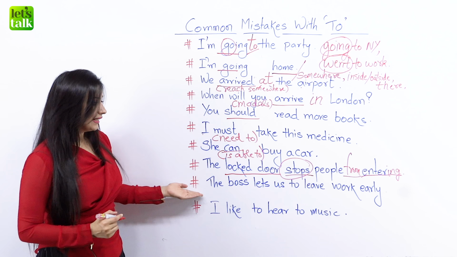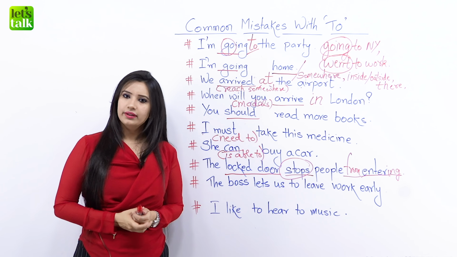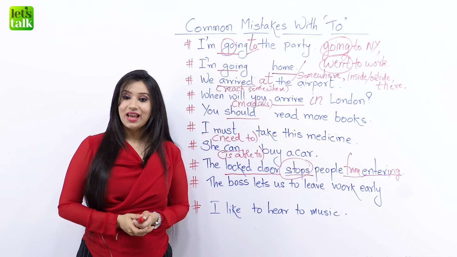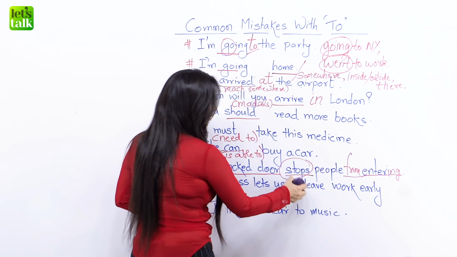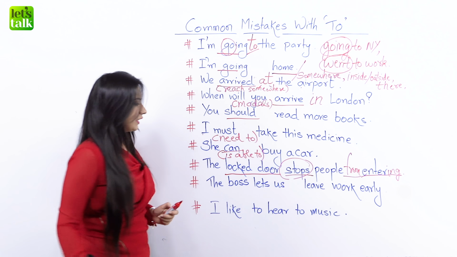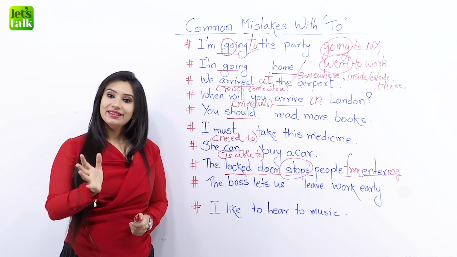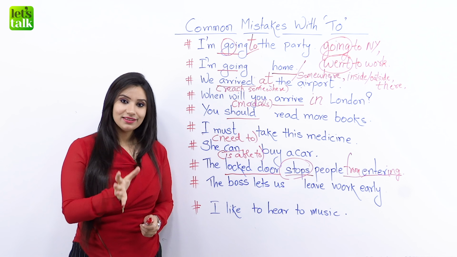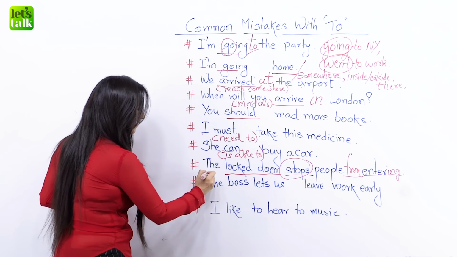The boss lets us to leave work early. So do we use to with the word let? No, we never use the word to with let. So if you say the boss lets us leave work early, this is a complete sentence and there is no mistake in this, okay? It's a complete sentence.